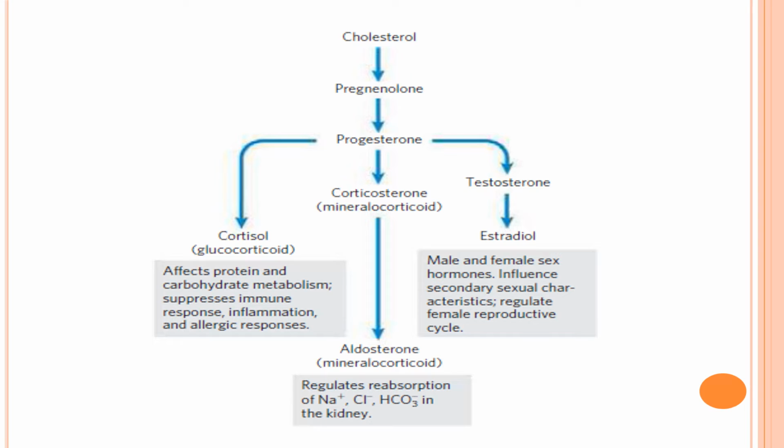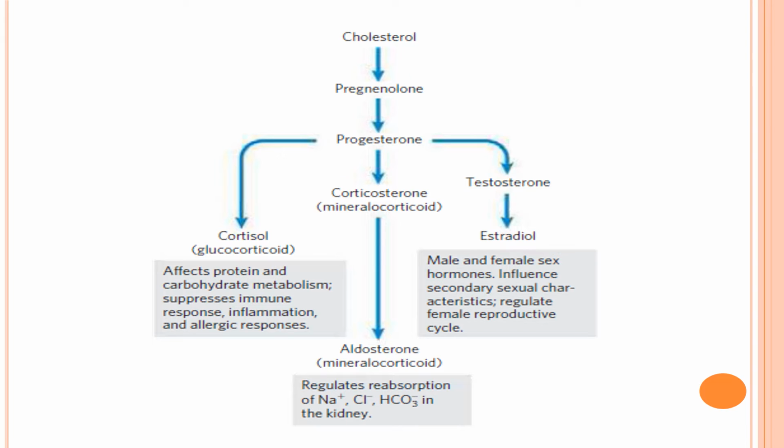And there is one more fate of this progesterone. This is converted into cortisol, which is called a glucocorticoid, and this affects protein and carbohydrate metabolism, and suppresses the immune, inflammatory or allergic responses. These glucocorticoids are secreted from the kidney, and they will reduce the inflammation, because our body has, so this is like an immunosuppressant activity.